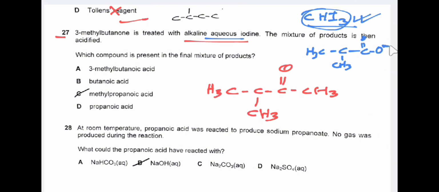is added, and this has a charge of -1, that is a negative ion is present, and the mixture of product is then acidified. After it is acidified, that means the reaction with H plus ion, an acid is formed, that is CH3 CH3 COOH. So this acid is formed, and this is methyl propanoic acid, that is option C.